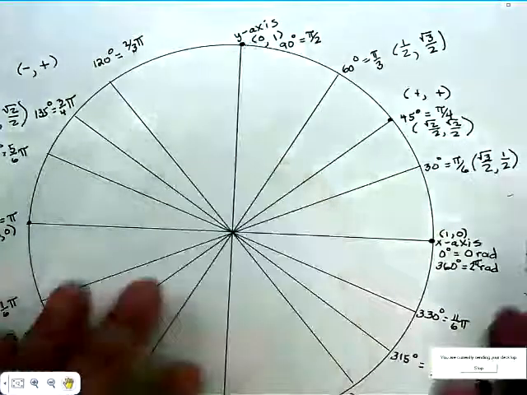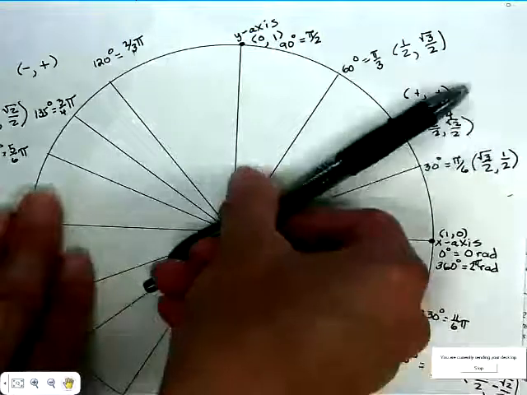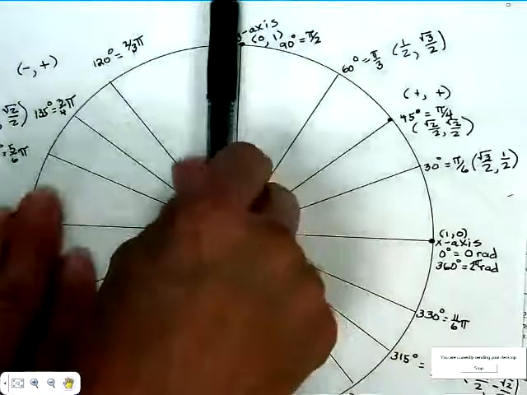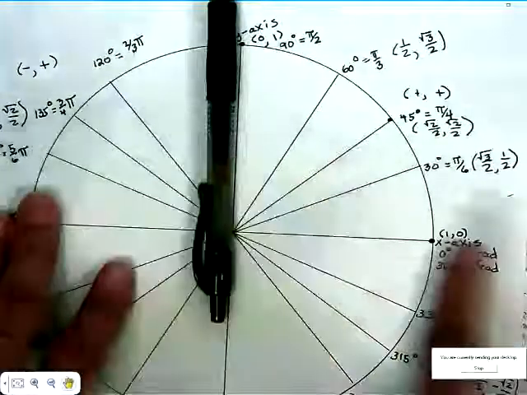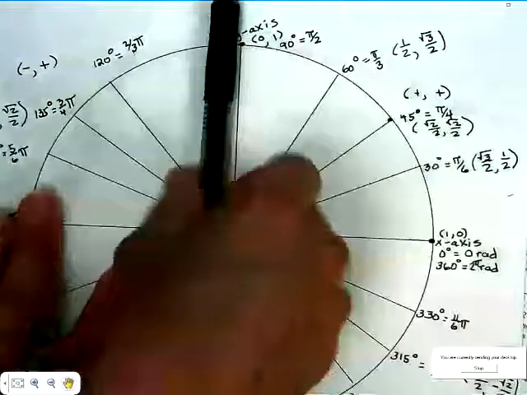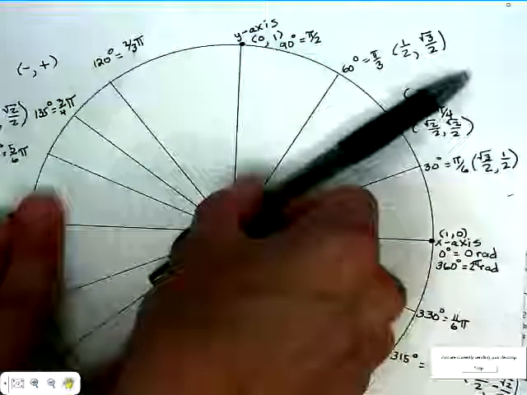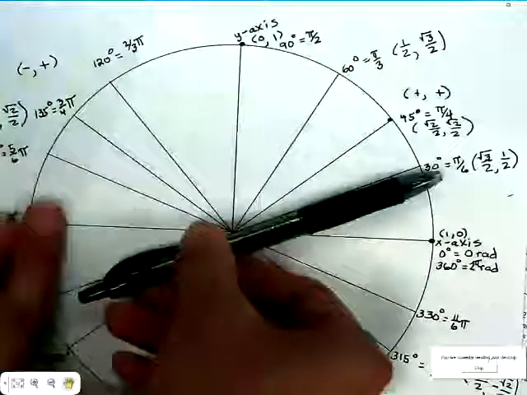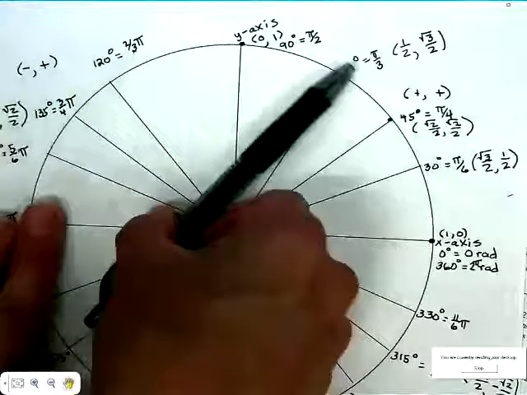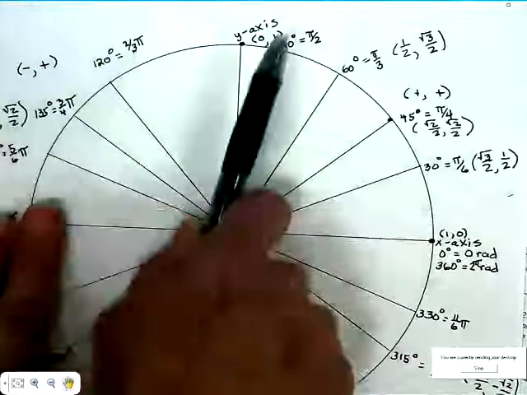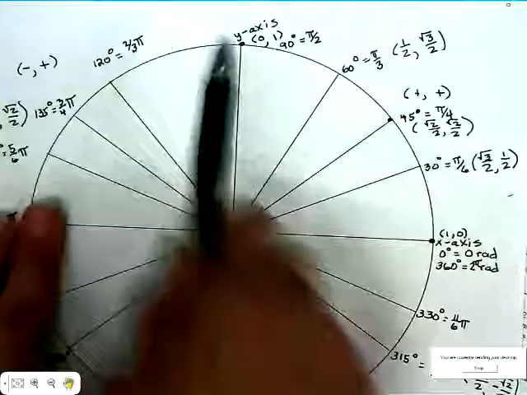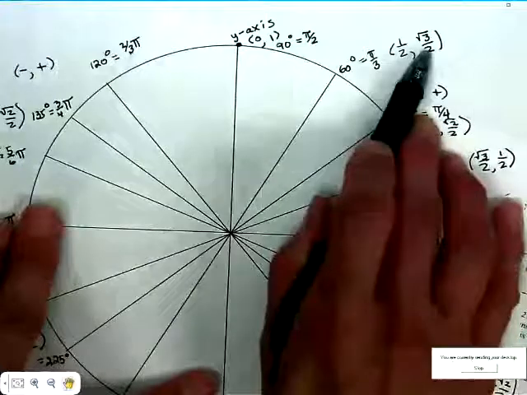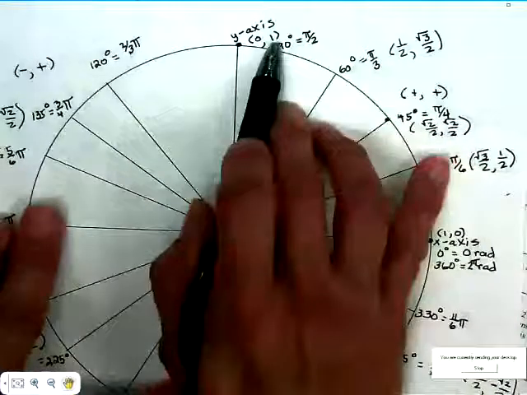As my angle goes from here to here, my x's are getting closer and closer to 0. X was 1 here, x is 0 there, so my x's are getting smaller as I move through that first quadrant. What's happening to my y's as I move through that first quadrant? The y's are getting larger because y is 0 here and 1 here. Look at these y values: square root of 1 over 2, square root of 2 over 2, square root of 3 over 2, square root of 4 over 2, or just 1.